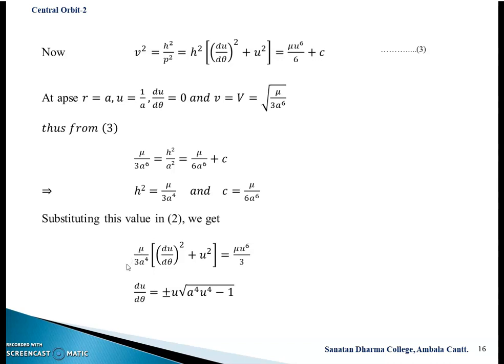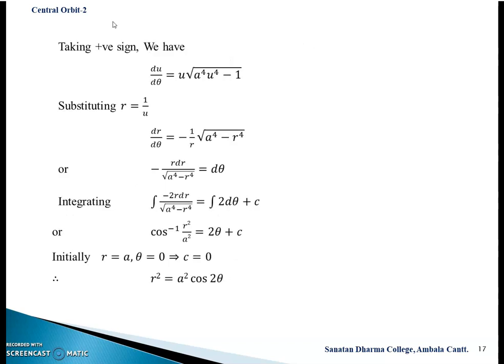Here mu cancels out, 3 cancels out, and after simplifying you have du by d theta equal to plus minus u under root of a raised to power 4 u raised to power 4 minus 1. Now you can select either plus or minus; from both signs you will get the same result. Here I am selecting the plus sign. Taking the positive sign, we have du by d theta, and again convert u into r. Substituting u equal to 1 by r, you will get dr by d theta instead of du by d theta. This is our dr over d theta. Arranging the terms, we have this term.